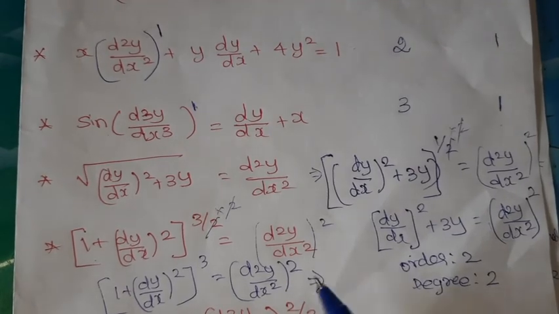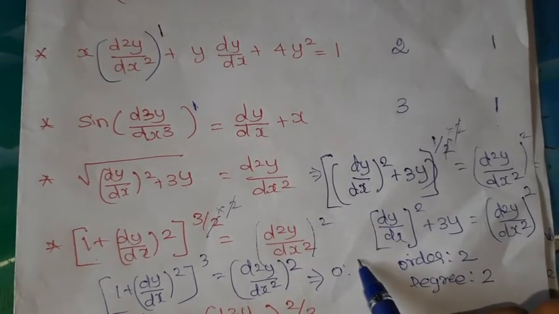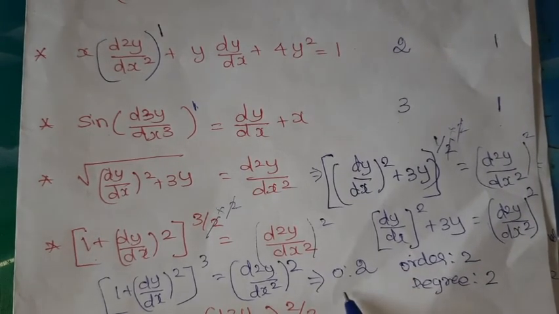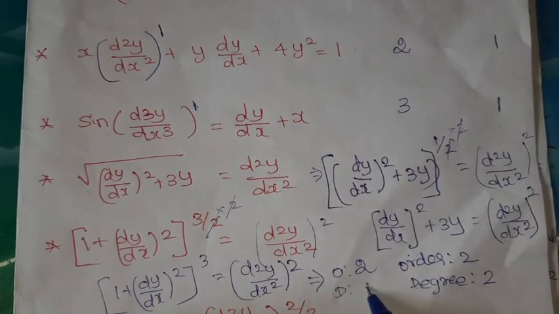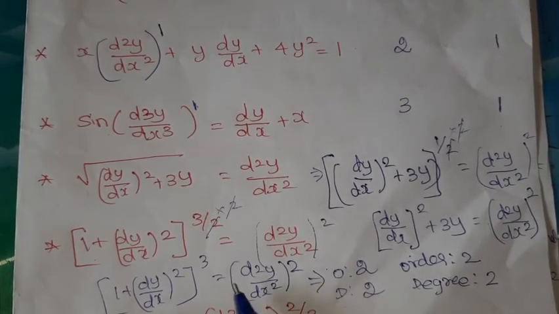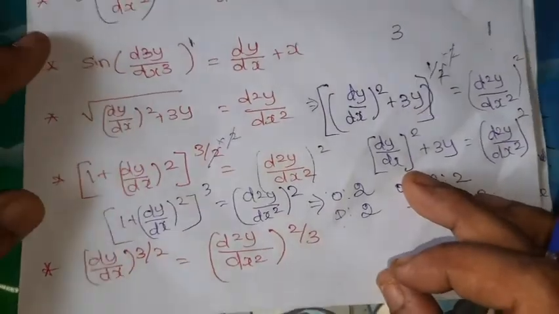So what is the order for this? Order is nothing but the highest derivative. So order is 2. What is the degree? The power of the highest derivative is also 2 here. So order and degree is 2 for this problem. We will move on to the next problem.